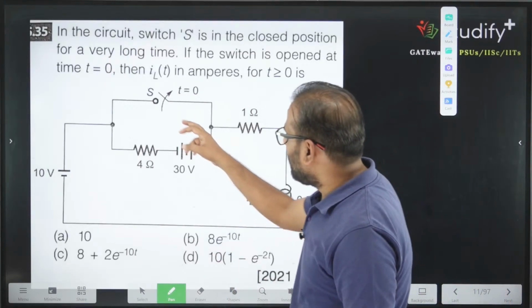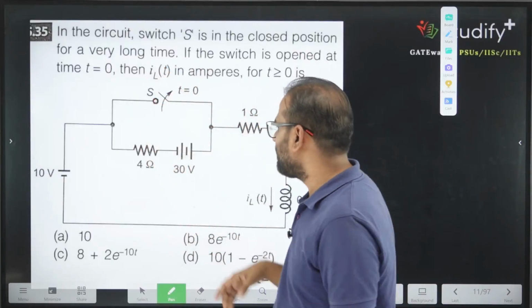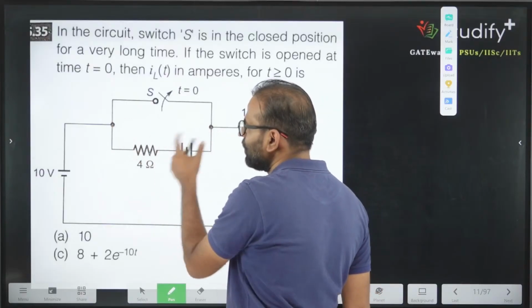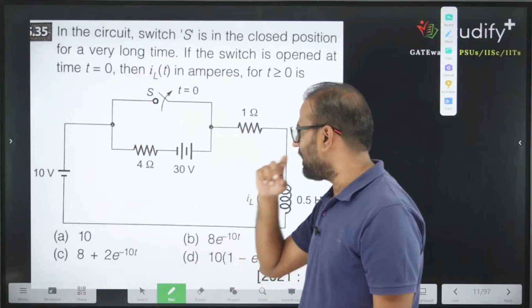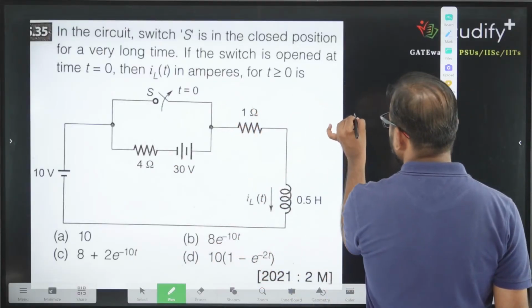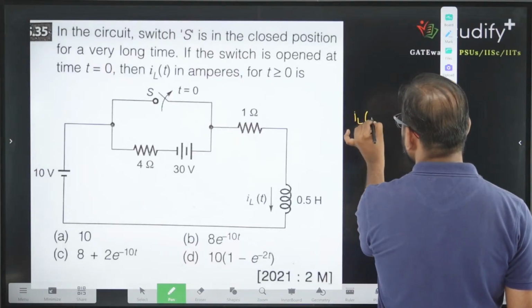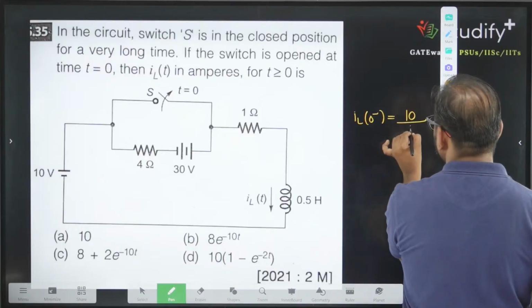So how can we write the current across the inductor? What is the initial condition of the switch? Initial condition: the switch is closed. If the switch is closed, you are maintaining 0 volt across this branch. If you are maintaining 0 volt across this branch, there is 10 volt and 1 ohm. So can I say IL(0 minus) for the circuit is equivalent to 10 divided by 1 ampere.